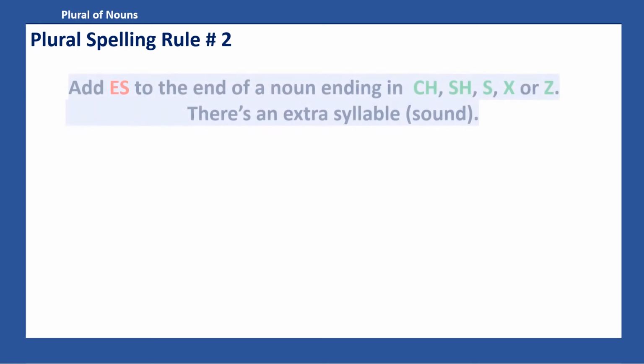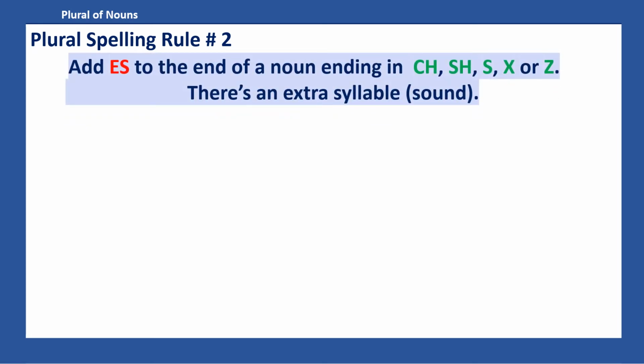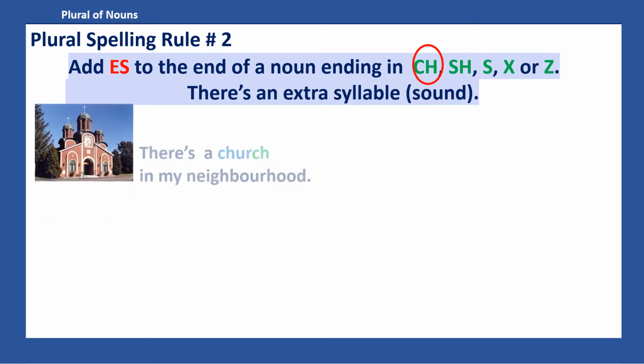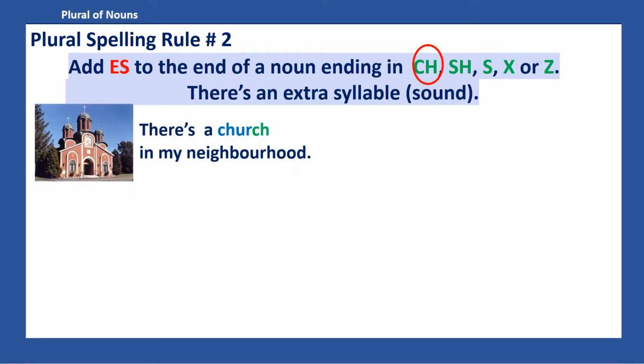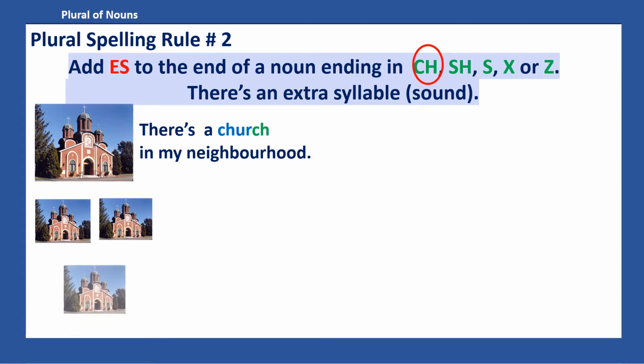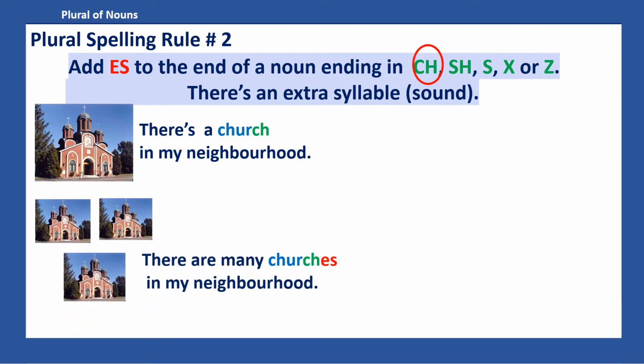Plural spelling rule number 2. Add es to the end of a noun ending in ch, sh, s, x, or z, and there's an extra syllable. There's an extra sound. So let's take a look at nouns that end in ch. There is a church in my neighborhood. There are many churches in my neighborhood.